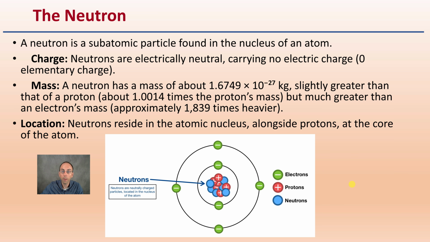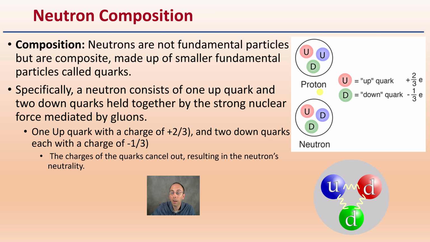The composition of our neutrons: you might recognize this picture from the protons, but neutrons are not fundamental particles. They're made up of smaller particles called quarks. Specifically, a neutron consists of one up quark and two down quarks held together by the strong nuclear force carried by gluons, as we saw with the proton.